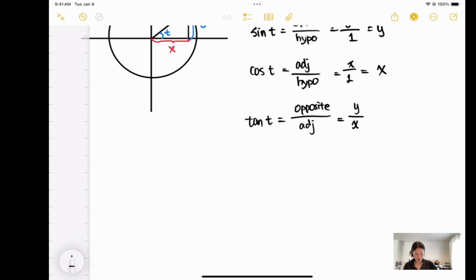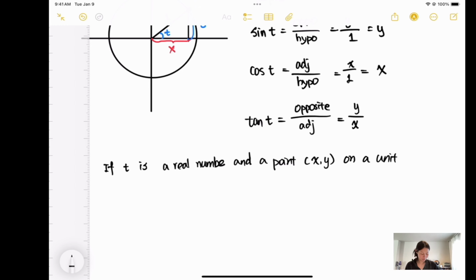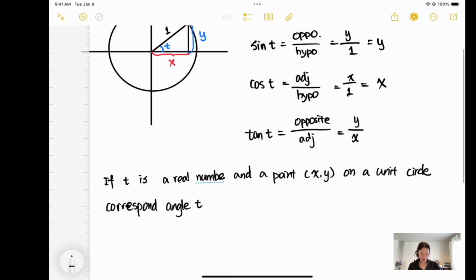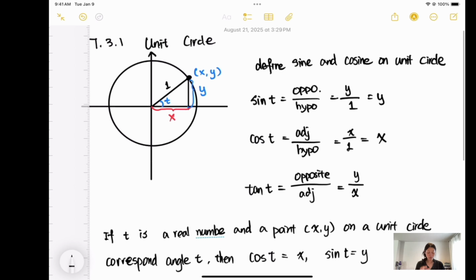So let me recap this. If T is a real number and a point x, y on a unit circle corresponds to angle T, which means when the point and the center are connected, that becomes the terminal side of the angle, then cosine T is equal to x, and sine T is equal to y. And we just proved that.